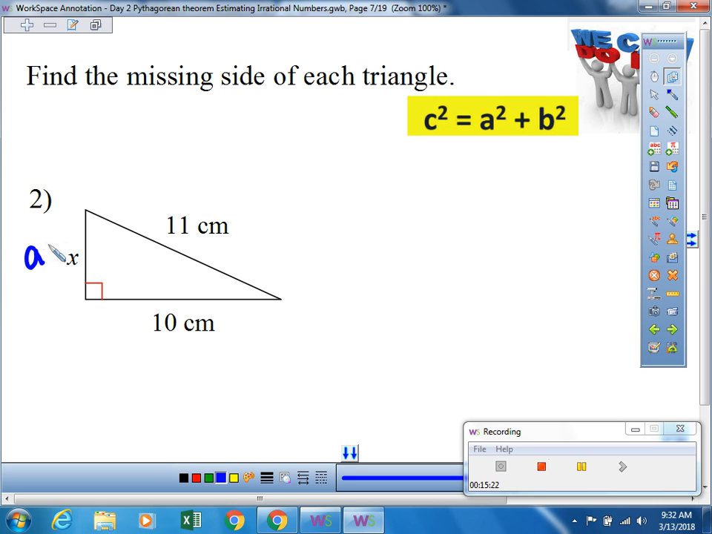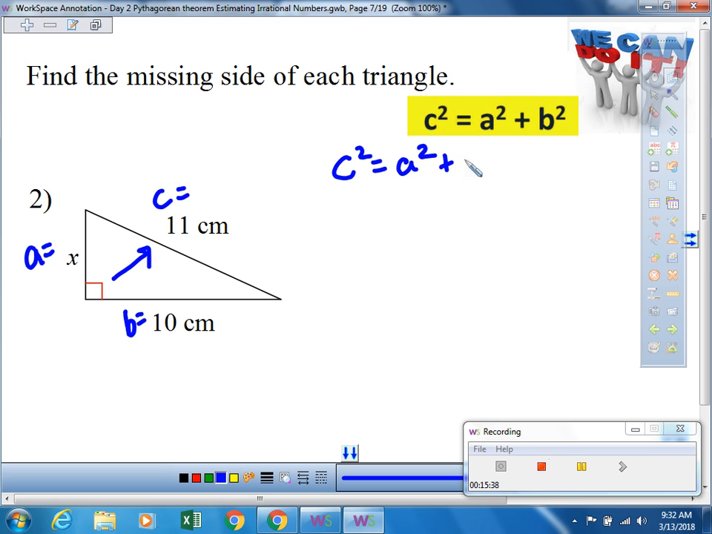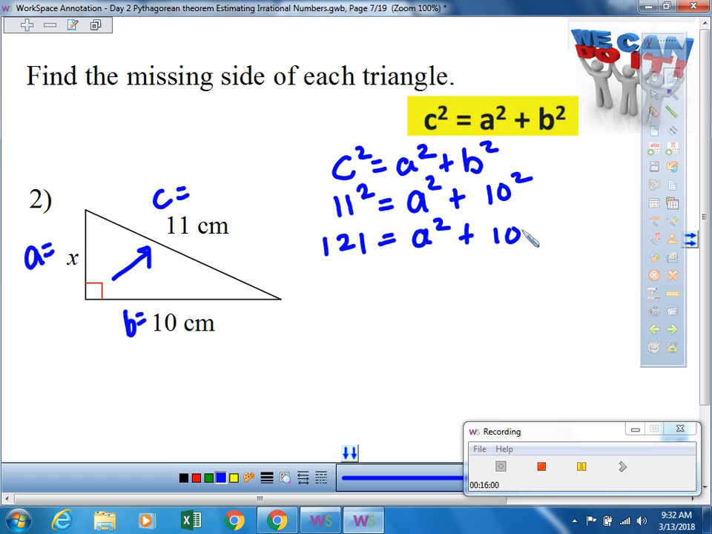A. And then the 10 is B. Remember, they make up the right angle. The side opposite that right angle is C. So formula, C squared equals A squared plus B squared. C squared is 11 squared. A squared, I don't know. B squared, 10 squared. So what's 11 squared? Equals A squared plus 10 squared, which is 100.